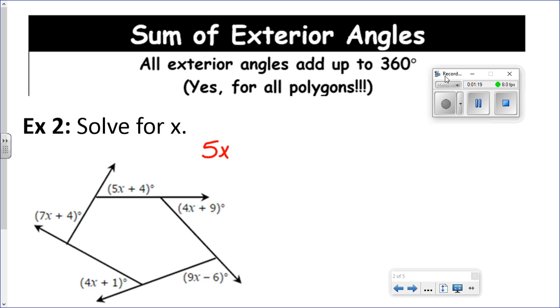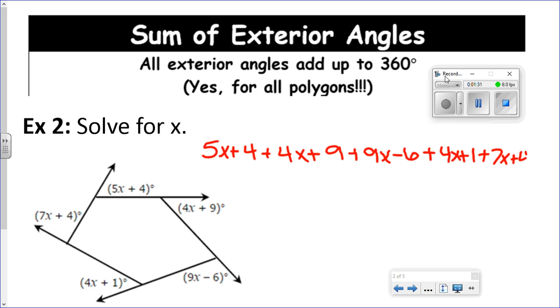So we can have 5x plus 4 plus 4x plus 9 plus 9x minus 6 plus 4x plus 1 plus 7x plus 4. Cram it in here. And all of those added all up will add up to 360 degrees because all exterior angles add up to 360. So when we do this, I know it looks like a lot, but you're just going to combine like terms. So add all the x values together. You end up with 29x, and then add up all the numbers, the constant terms, and we just end up with 12. That adds up to 360.